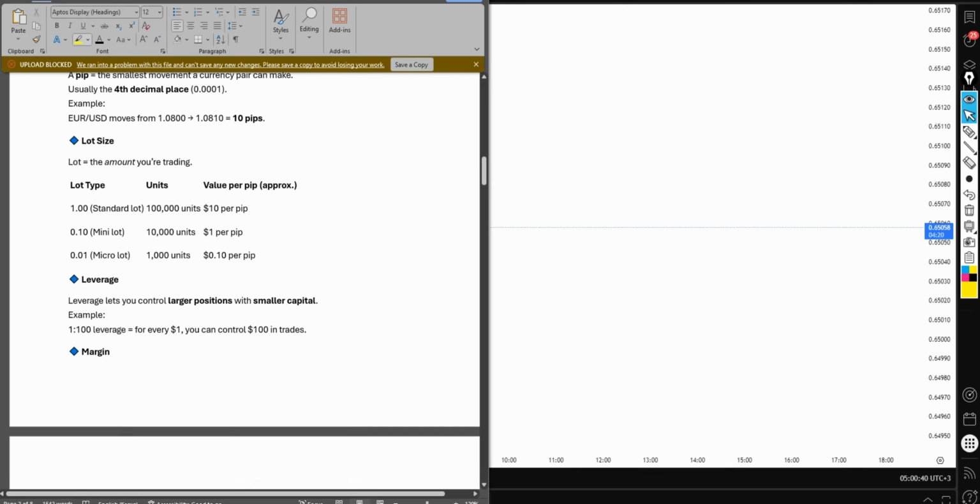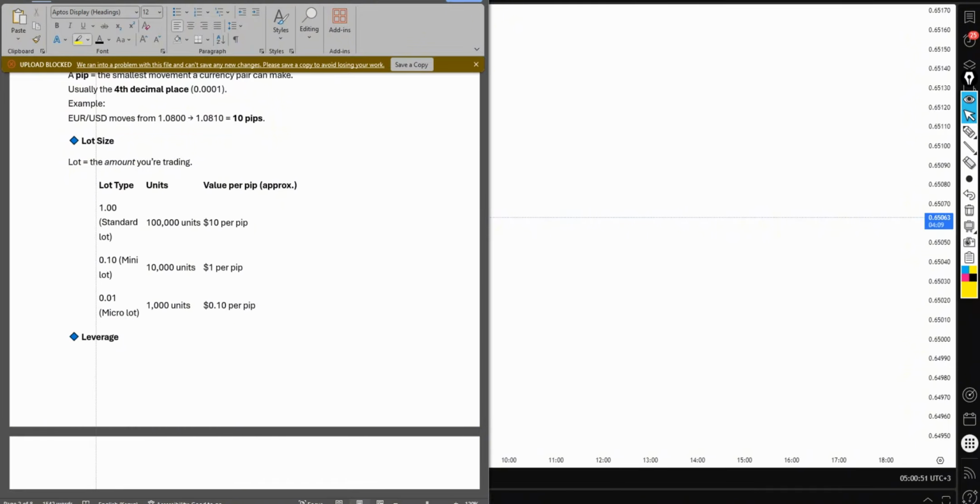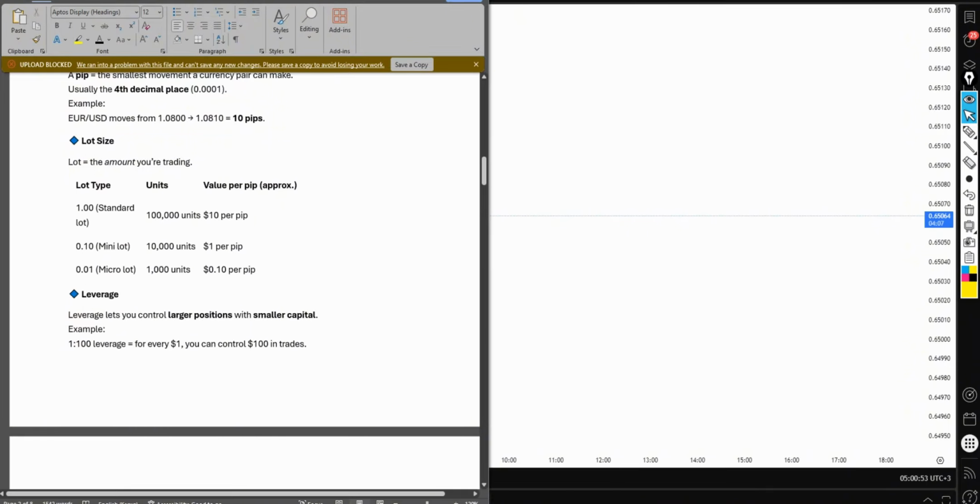Lot size refers to the amount you're trading. One standard lot size is 100,000 units, and every lot size has a pip value. The higher the lot size, the higher the pip value.